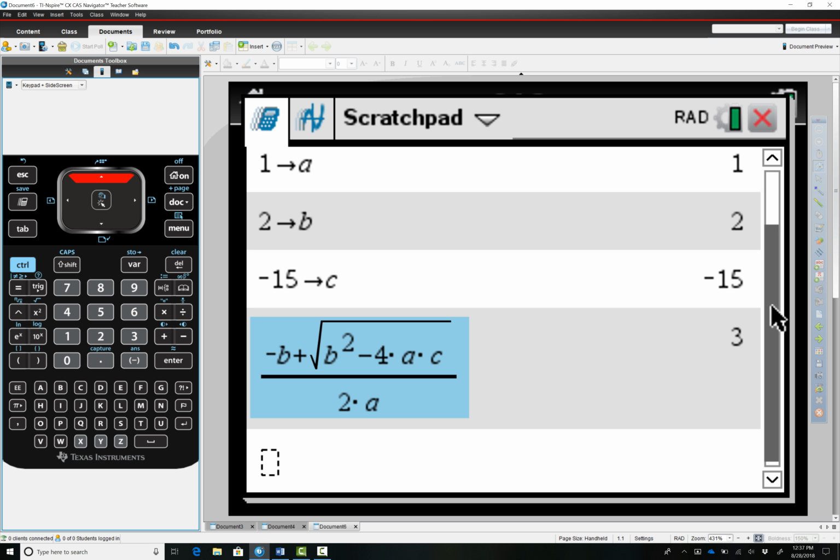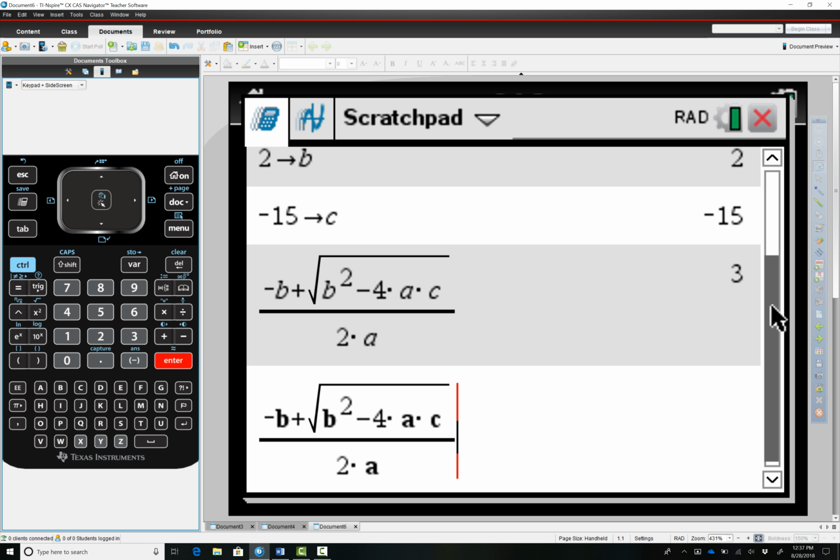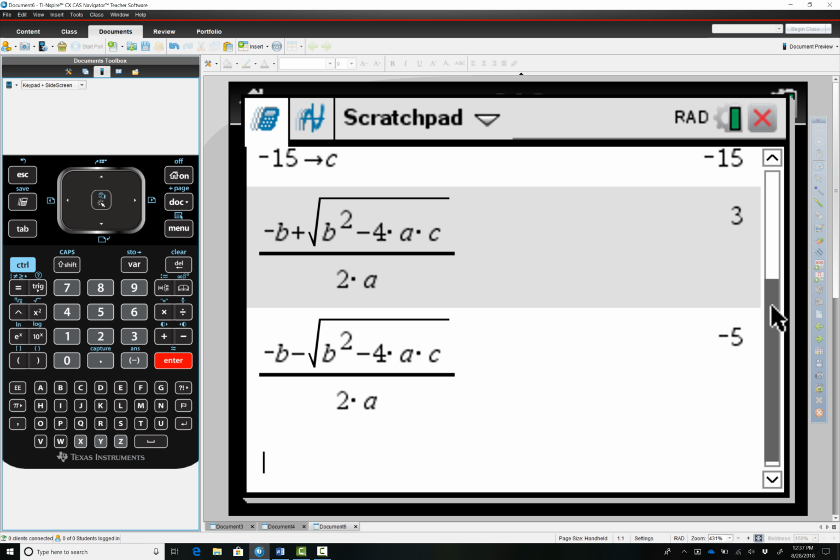I'm now going to take this expression and go back and edit that plus sign between the b and the square root to be a minus sign. So we get the other solution.